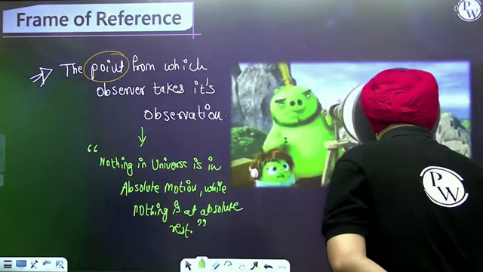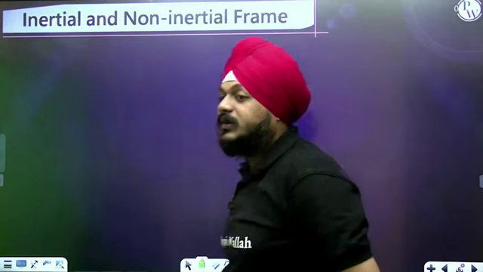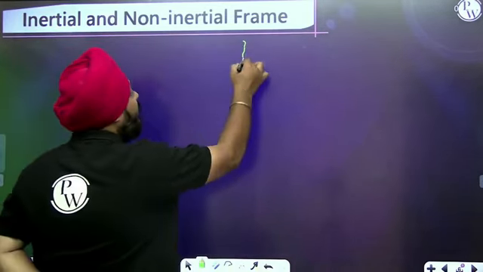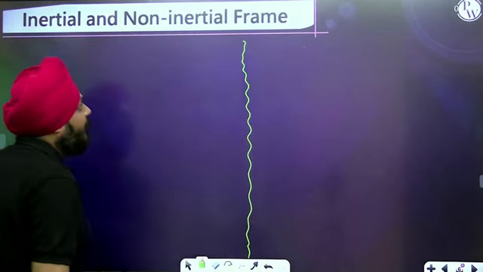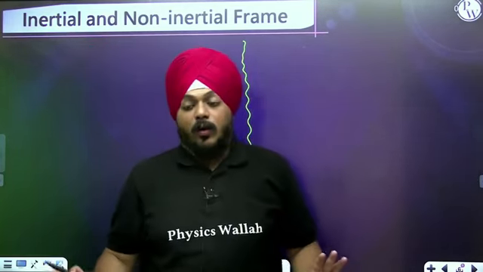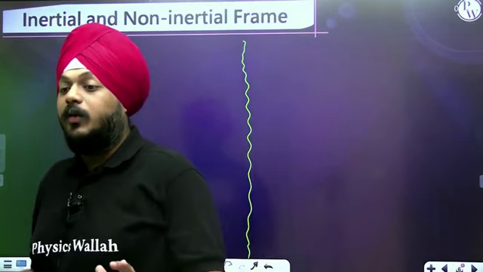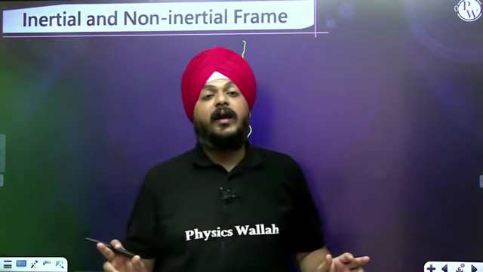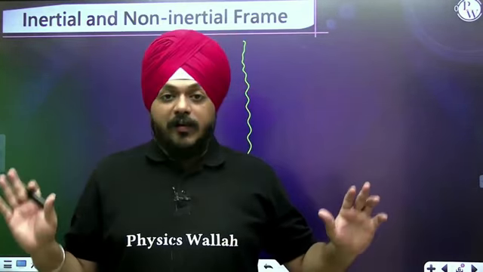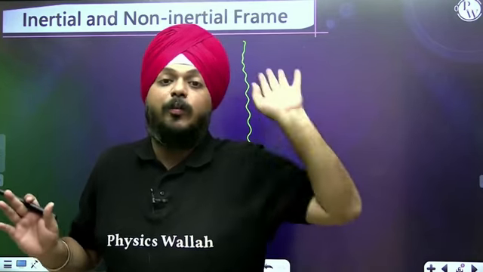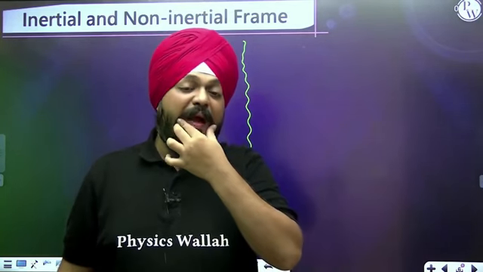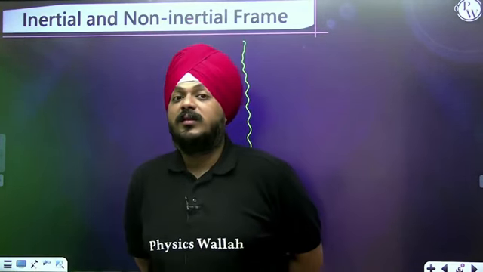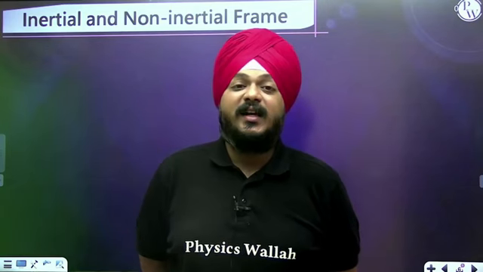Okay, now basically we have two types of frames of reference. The first one is the inertial frame of reference. The second one is the non-inertial frame of reference. Now, before moving on to this concept, I want to clarify that from now onwards, whatever you are going to analyze, you are going to be the observer. Why? Because things are going to appear in front of you. You are going to analyze these things. It means you are the observer.